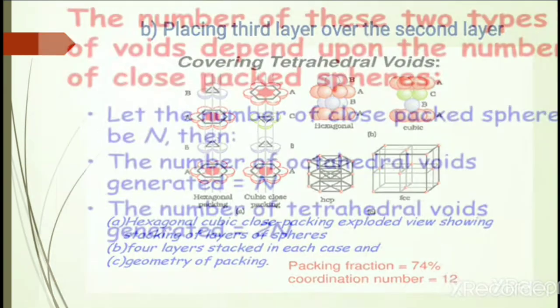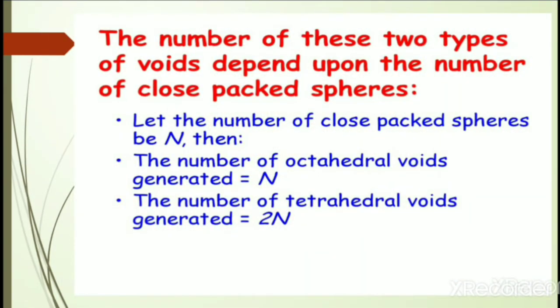Here 6 and 4 are the coordination numbers in the three-dimensional arrangement by placing the second layer over the first layer. In case of the octahedral void, by placing the second layer over the first layer, the triangular voids of the second layer are above the triangular voids of the first layer. That means it is surrounded by 6 spheres. At that time the coordination number is 6.